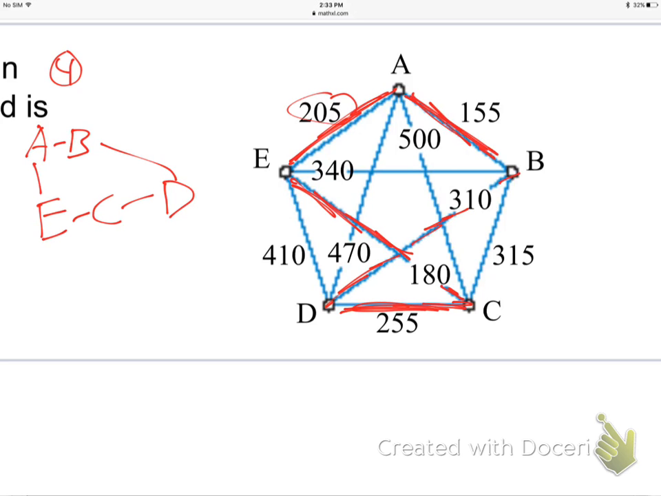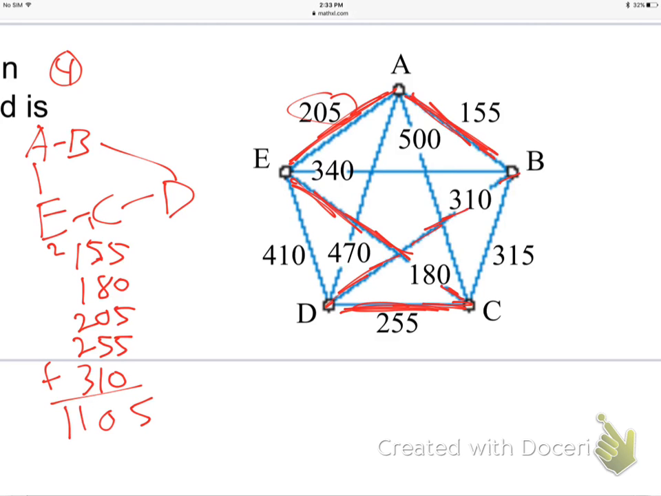That's our thing. Add up those numbers, what are those? 155, 180, 205, 255, 310. Wait, did I miss 1, 2? Should be 6 of them, right? 5 cities, 6 connections? Wait, no, 5 cities, 5 connections, right? Did I get them all? Yeah, that's it, yeah. Add them up. Somebody got a total on that? Carry 1, 3, 14, 19, 20. Is it 1105? Did that quick, I don't know. 6, 14, 19, 20, 2. I think it's right. 1105.